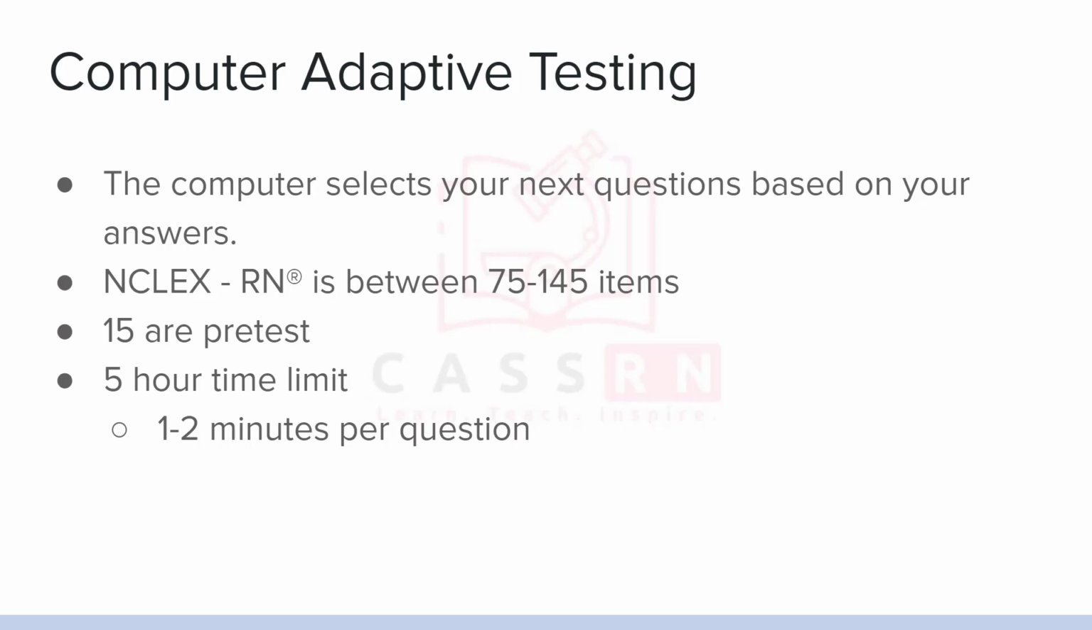There's no going back. The NCLEX RN is between 75 and 145 items. 15 of those are going to be pre-test. Pre-test means that they do not count against you or for you in any way, but they're using the answers from those 15 questions to gauge whether or not the question is a good question. If it is, then it can show up in the test bank for future tests. There is a 5-hour time limit, and the NCLEX recommends that you take 1 to 2 minutes per question in order to finish on time.